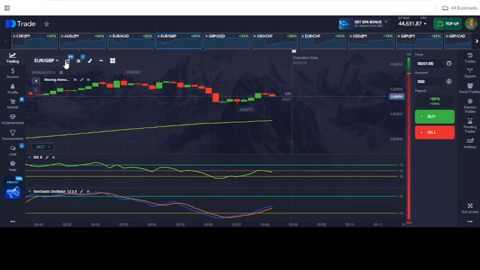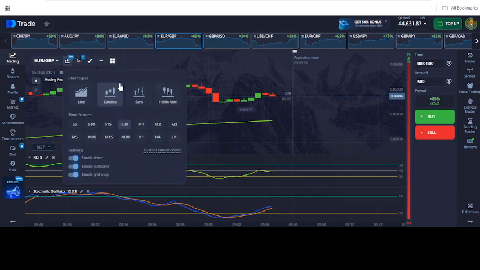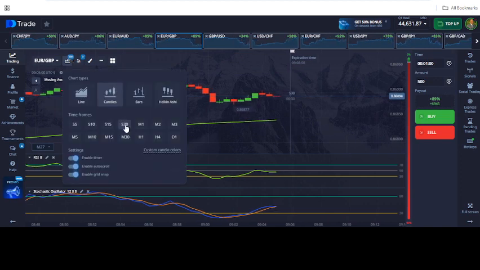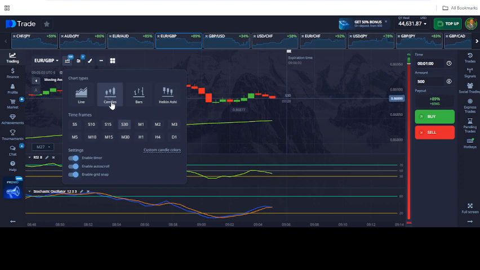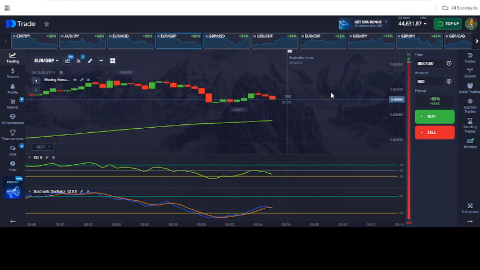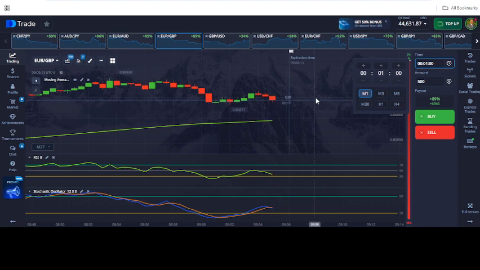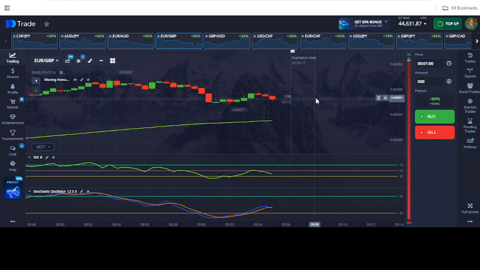And for my candlestick chart, I have my candle set to 30 seconds, so 30-second Japanese candles. And for my trade timer, I have it set to 1 minute or 60 seconds. So I'll be taking fast 60-second trades. Okay, so I'm going to pause the video and look for my first setup.